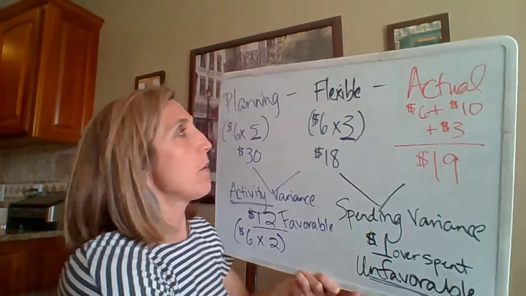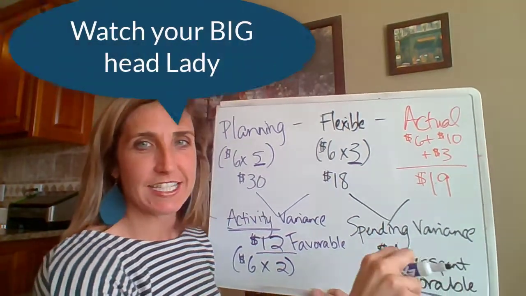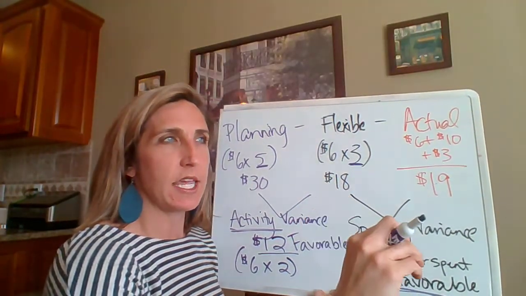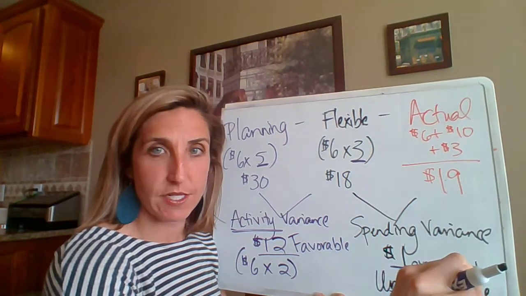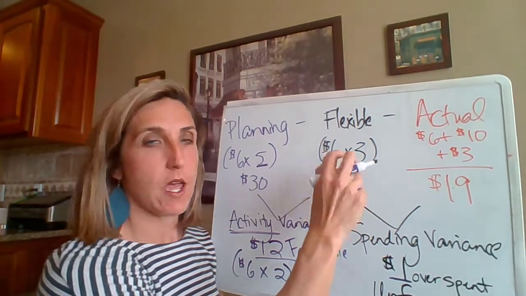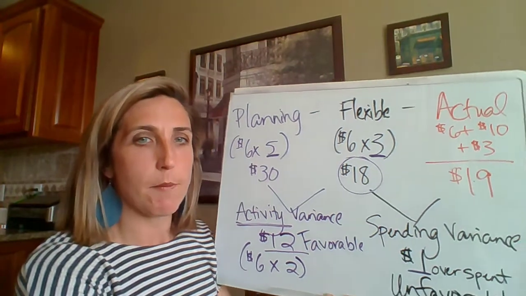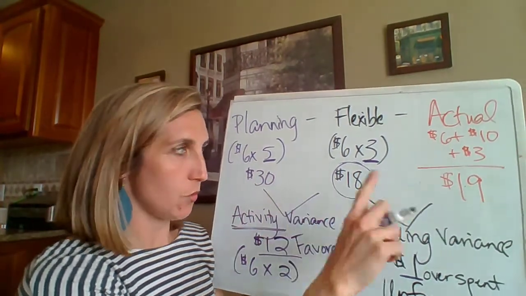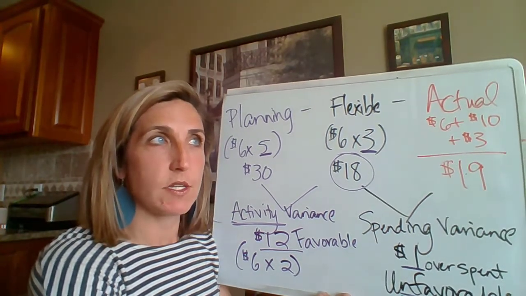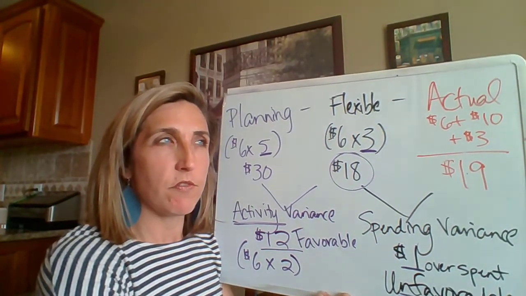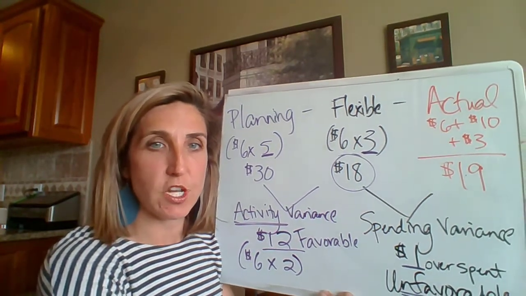So I cannot jump from planning to actual and get a true indication of my variances and why I have variances. I have to stop in the middle and update to this flexible component to find the real reason why my budget doesn't match what I actually spent. Sometimes it's good, sometimes it's bad. We don't necessarily call the favorable and unfavorables good and bad because they're really just an indication of what has happened.